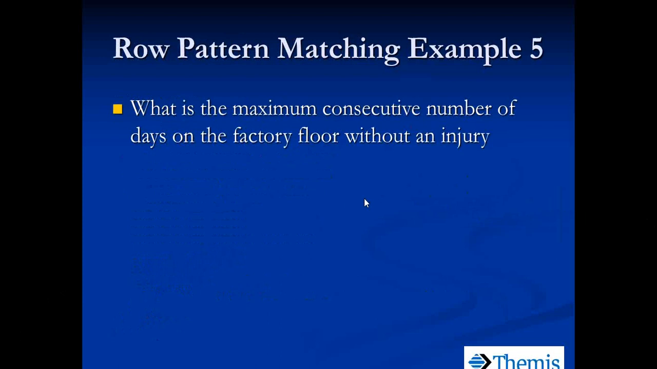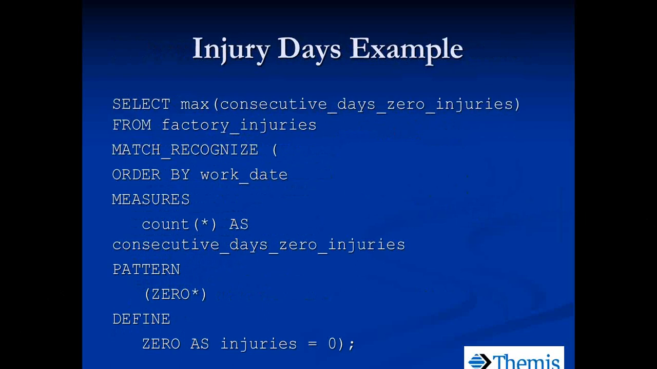All right, last one here real quick, and then we'll move on. And we're not too far from wrapping up here. What is the maximum consecutive number of days on the factory floor without an injury? On a lot of the factories or warehouses, we have to keep track of injury days for certifications and things like that, for OSHA and things. Here's a real good example for that. So I'm selecting the max. I'm going to use an aggregate function here of a field called the consecutive days with zero injuries. And I'm defining that down here in the measures.